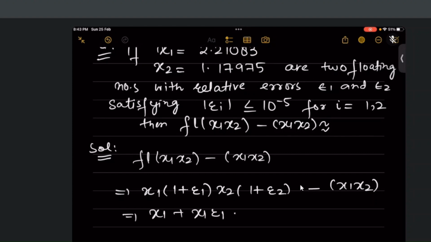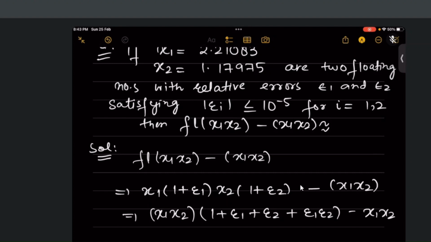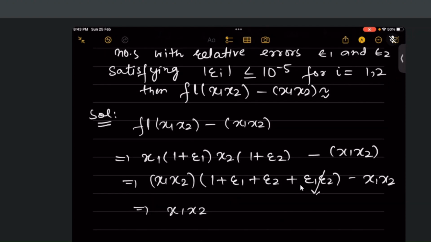Wait a second, no, let me do it this way. x1 into x2, we can multiply it simply. x1 x2, and here it will be 1 plus epsilon 1 plus epsilon 2 plus epsilon 1 into epsilon 2. Higher power we will neglect, cancel, right? It will be x1 x2 into 1 plus epsilon 1 plus epsilon 2 minus x1 x2, correct?